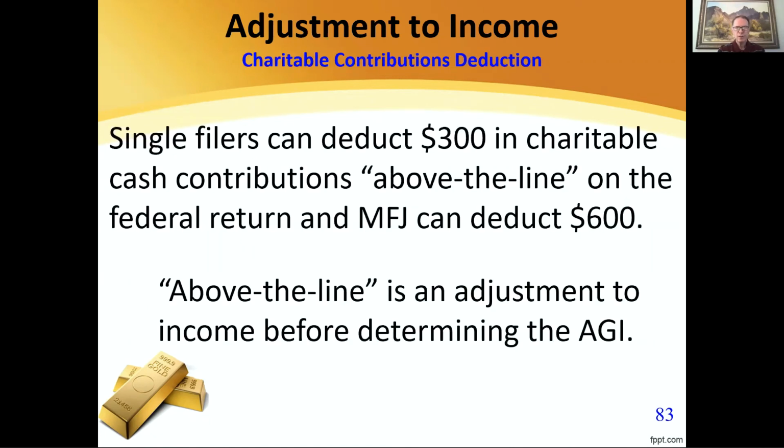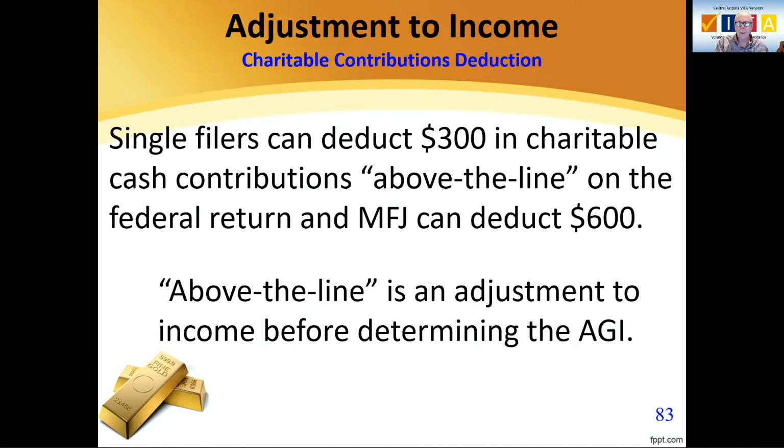Charitable contributions. Single filers can deduct $300 in charitable cash contributions as above the line on a federal return. Married filing jointly can now deduct $600. Last year, the limit was $300 per tax return. This year, they've made it $300 per person on a married filing jointly. Remember, when we say above the line, what we're talking about is the line is adjusted gross income, and an adjustment is above the adjusted gross income line. That's why you'll sometimes hear them say, oh, this was an above the line figure. That tells you it's income minus adjustments, and that gives you the adjusted gross income.